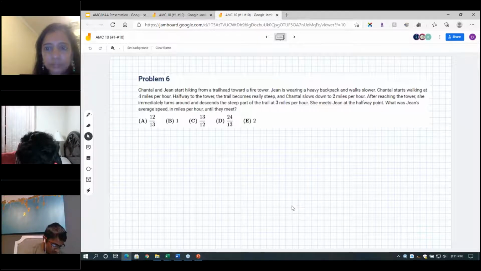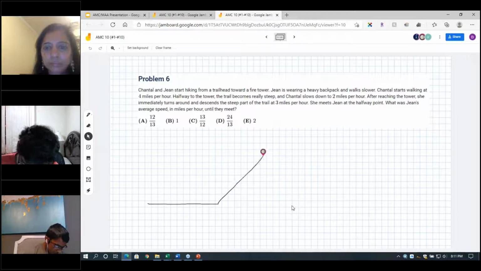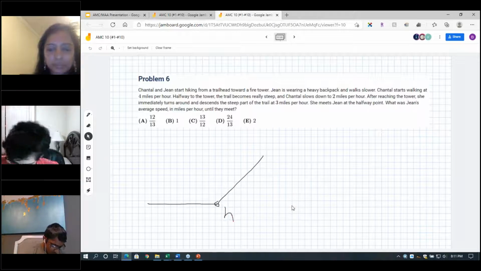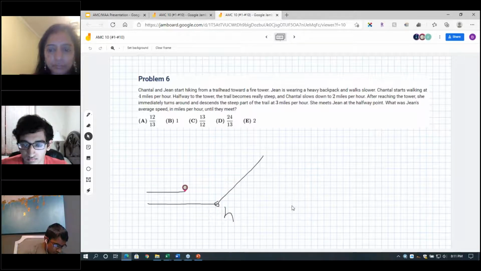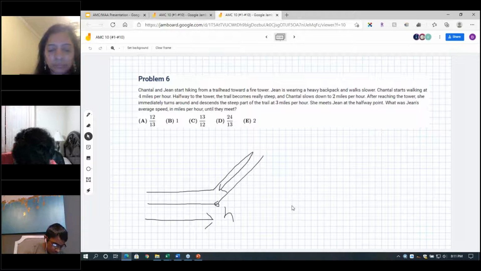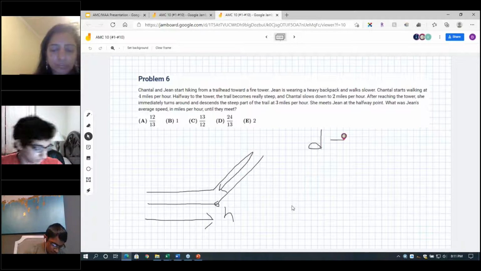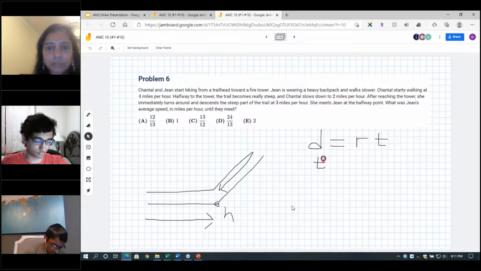So we have something like this. This is the halfway point. Chantal walks all the way here and then goes to the steep part and then back down. Jean only walks to the halfway point in the same amount of time that Chantal takes to walk to the halfway point, up and then back down. So we want their times to be equal. We can use this formula: distance equals rate times time. Because we specifically want to find time, we can let time equal distance over rate.